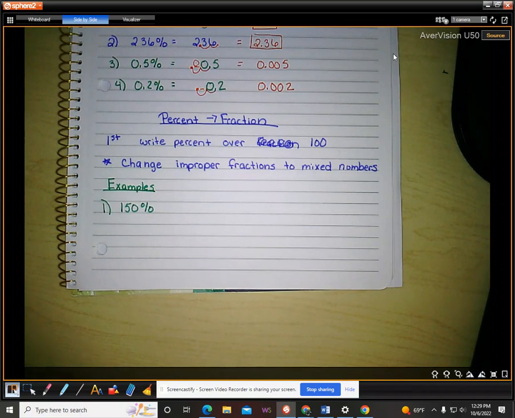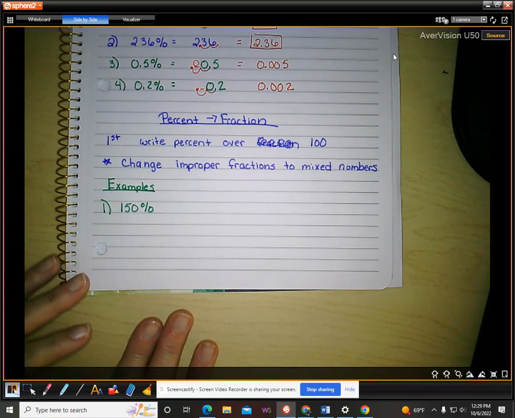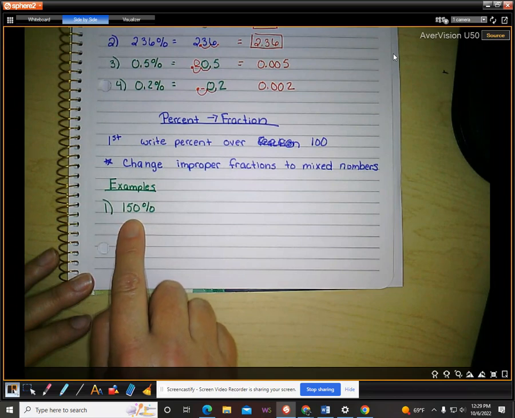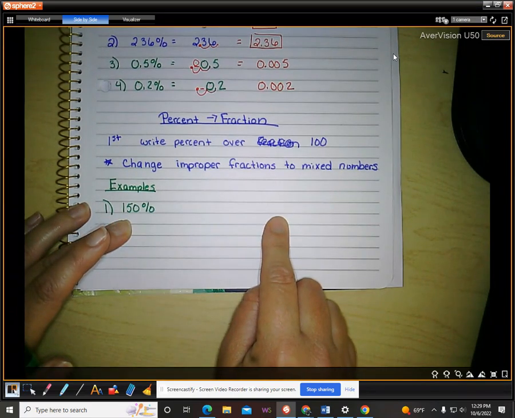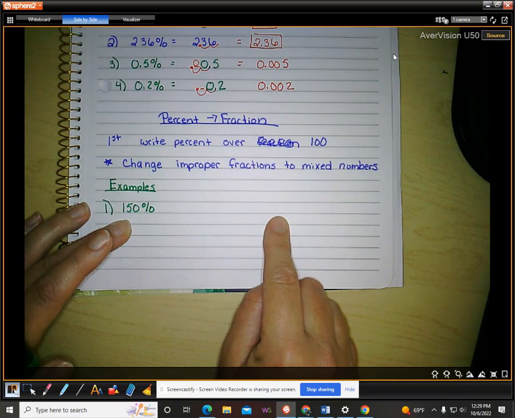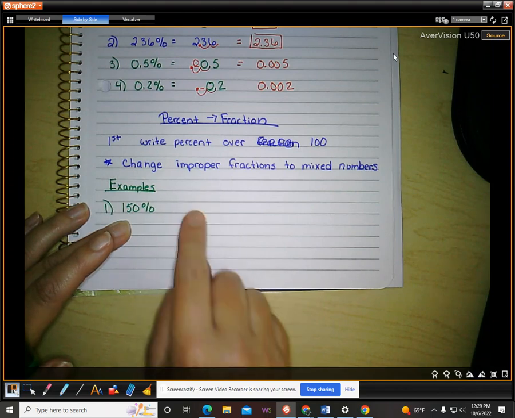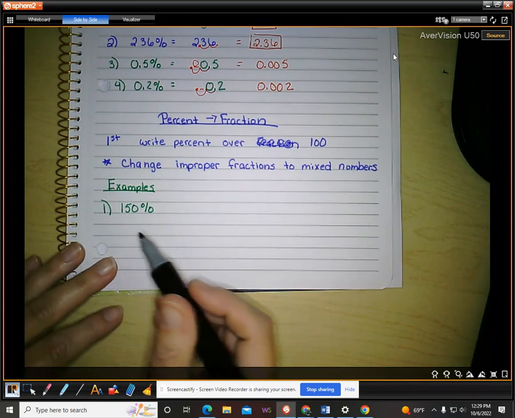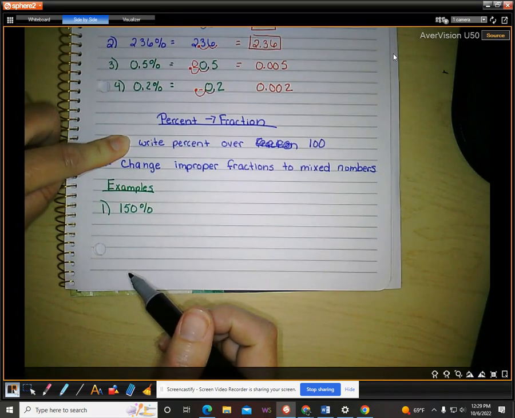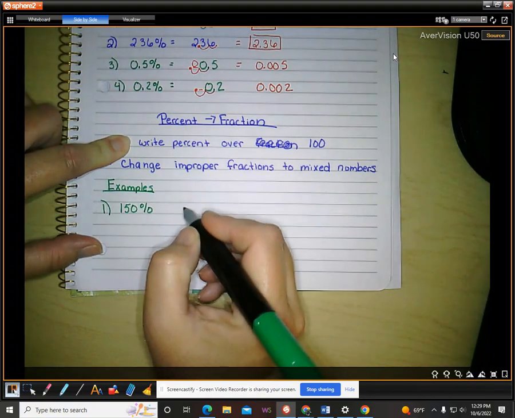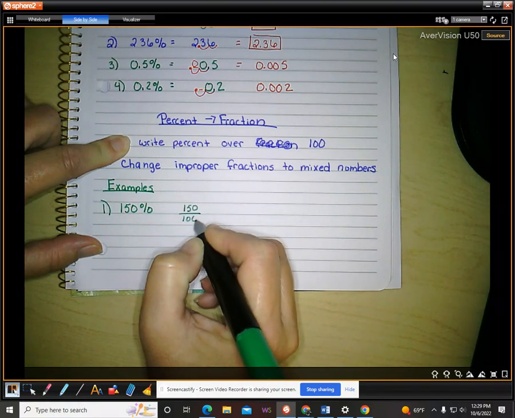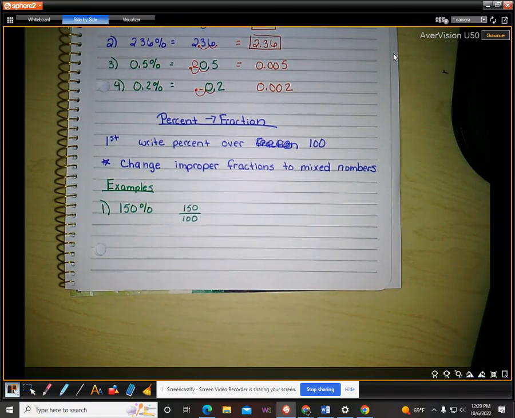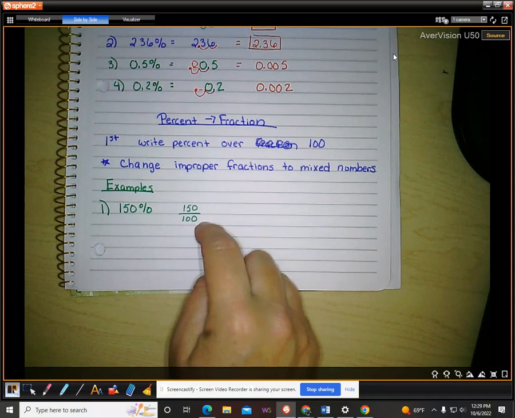Okay, so this is going to work the same way. Eventually, you will be able to look at this number, the percent, and automatically go to your fraction. Okay, because the more you do it, the easier it gets. In the meantime, we're going to do the middle step that kind of explains everything. So, write the percent over 100. So you would simply take 150 and put it over 100. Write the percent over 100.